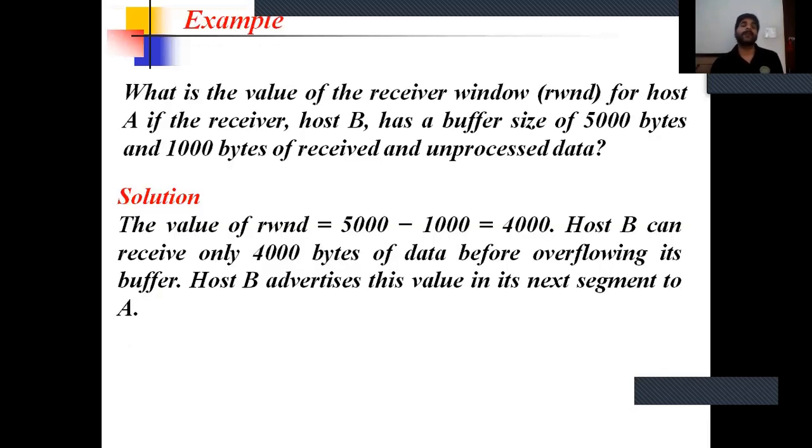For example, what is the value of the receiver window RWND for host A if the receiver host B has a buffer size of 5000 bytes and 1000 bytes are received and unprocessed? The simple solution: the value of RWND is 5000 minus 1000, equal to 4000. Host B can receive only 4000 bytes of data before overflowing its buffer. So host B advertises this value in the next segment.